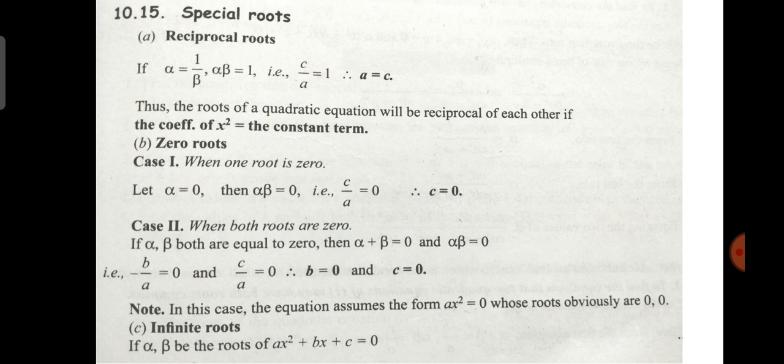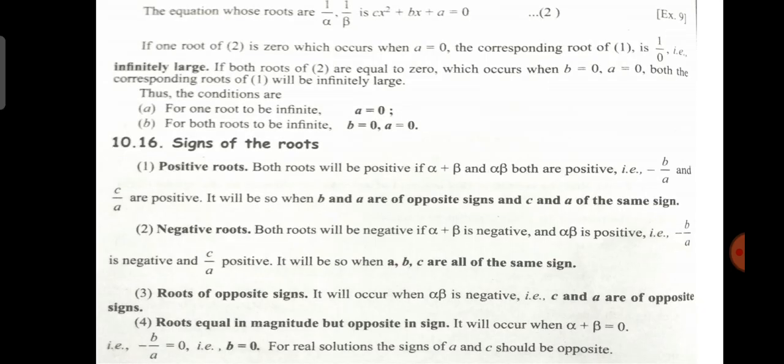And infinite root is when ax square plus bx plus c has roots alpha, beta, then 1 by alpha, 1 by beta are the roots of cx square plus bx plus a is equal to 0. And when the first root is 0, the second is 1 by 0, which is the infinite root. Okay, like that. And next is the sign of the root.